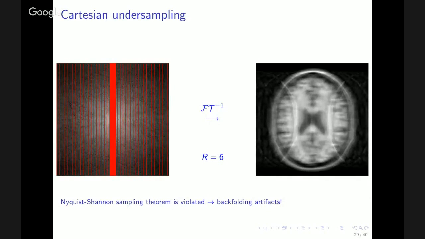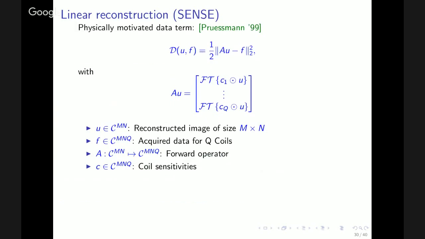This happens when you just inverse the Fourier transform, and therefore people were thinking about a least squares solution, which is the so-called SENSE approach due to Pruessmann of the old approach of '99. The basic idea is, okay, I have the data from my different coils, which is stored in F. So I have Q coils, and I put all of them together. I have my different sensitivities, which is a pointwise multiplication with the image in the usual image space.